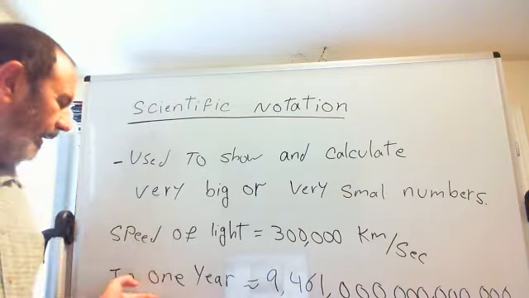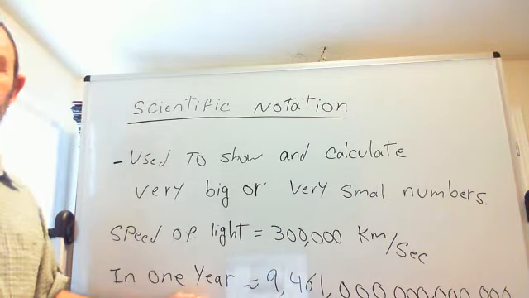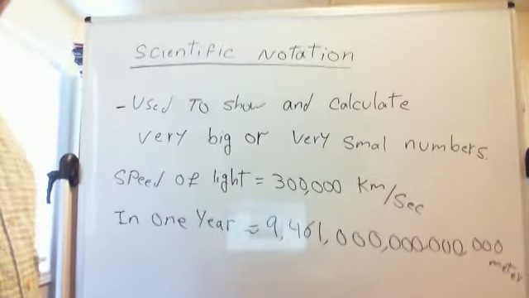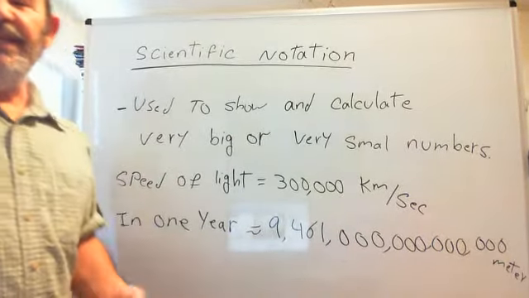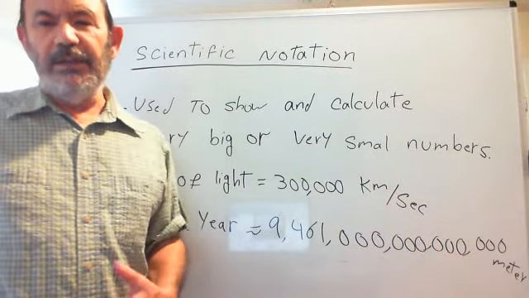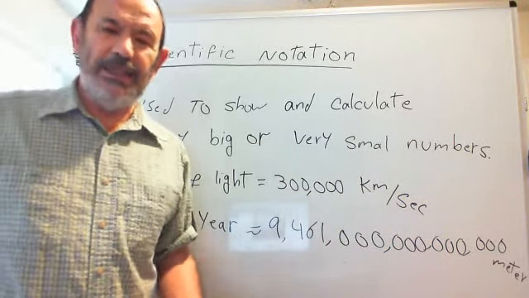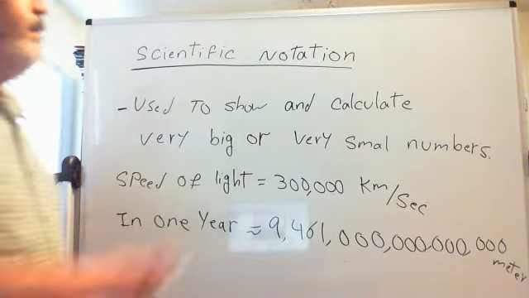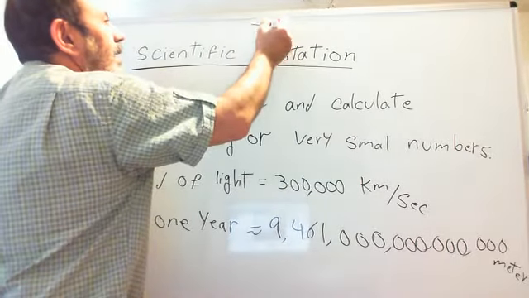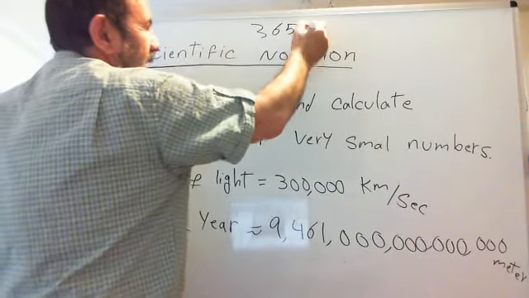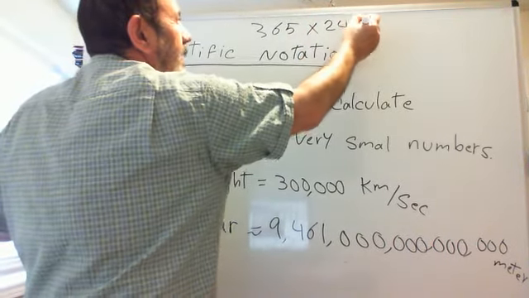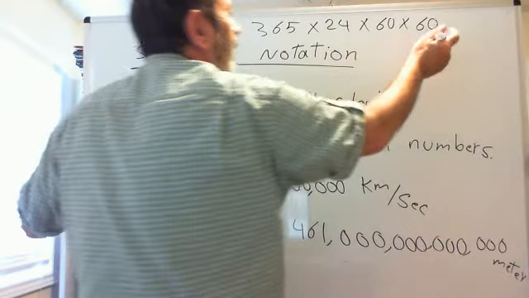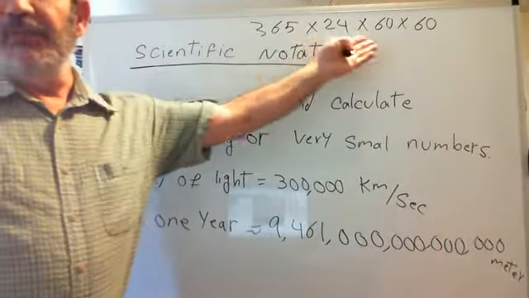And if we want to calculate how much light travels in 1 year, we should, 1 year is 365 days, and each day is 24 hours. Each hour is 60 minutes and each minute is 60 seconds. So if we multiply 365 days, multiply by 24 hours, multiply by 60 minutes, multiply by 60 seconds, this is going to be the number of seconds in 1 year.